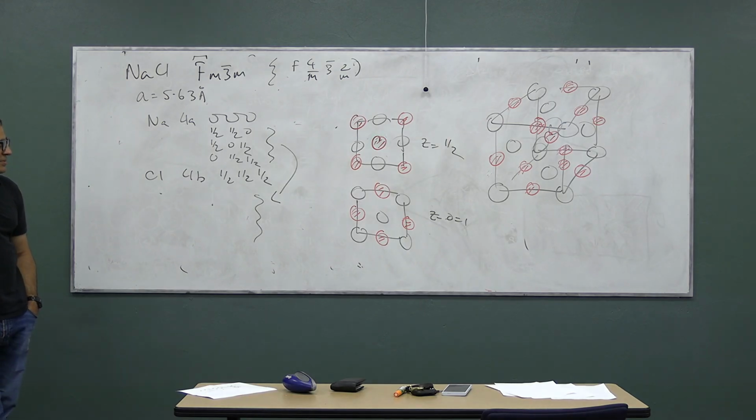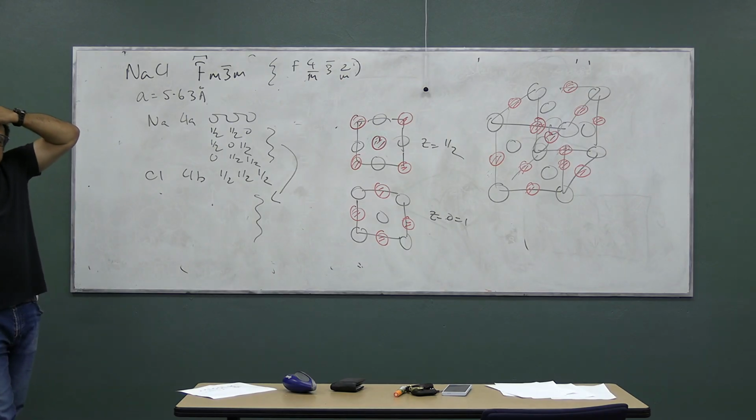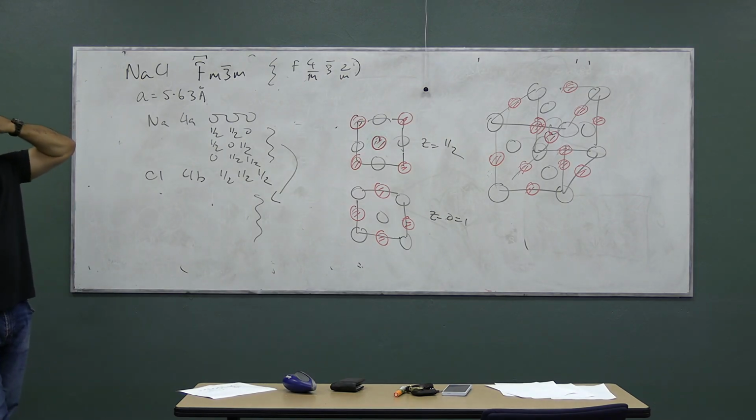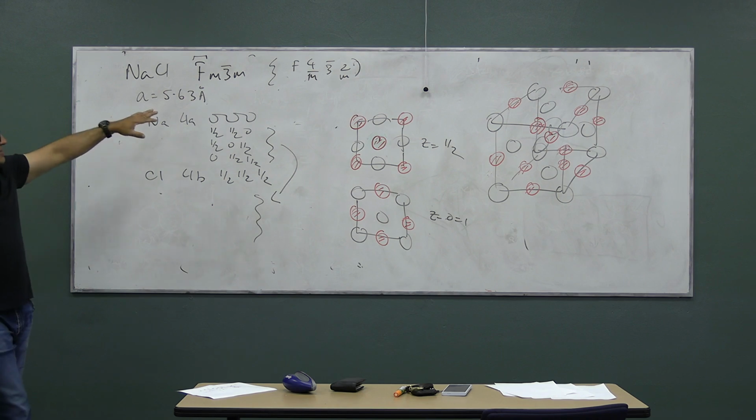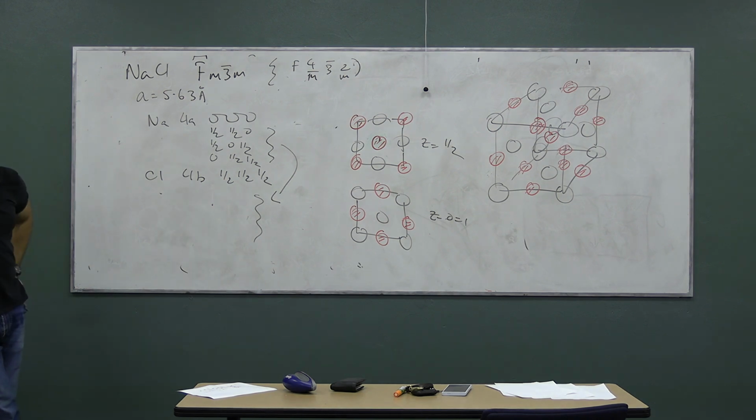Okay? With this information, can you tell me the density of sodium chloride? You have the unit cell. You know that there are 4 sodiums and 4 chlorides that sit in a space of 5.63 angstroms, the whole cubed. So you have the volume, and you can get the mass of a sodium and a chlorine multiplied by 4, and you can calculate the density.